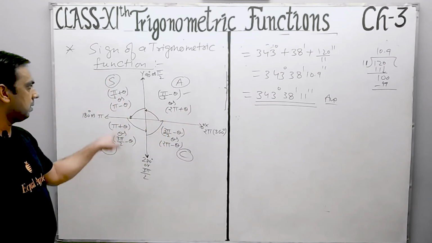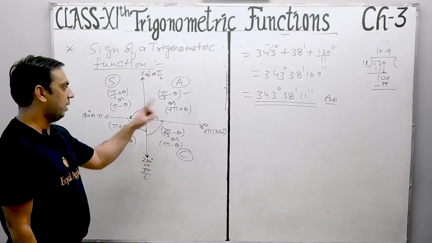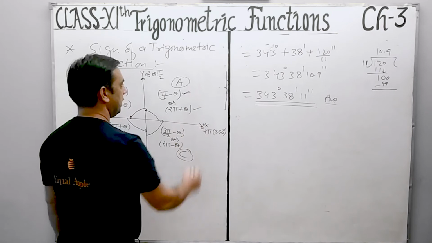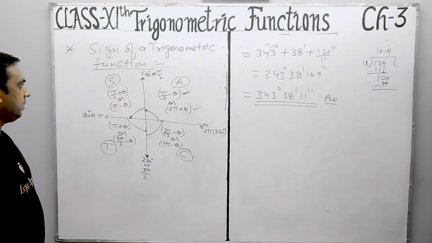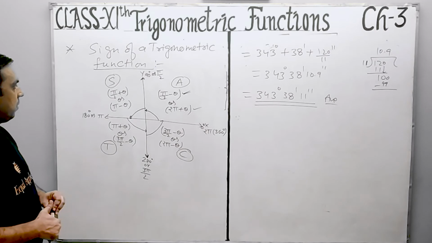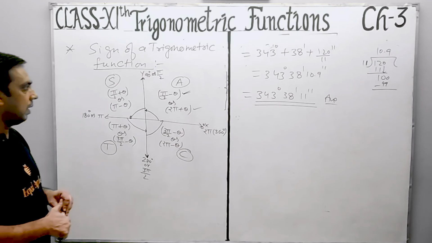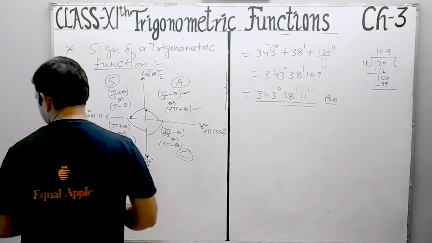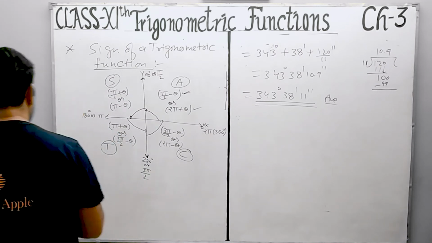So this rotation goes on, one rotation, two rotations. This is very important in our further topics. So this is our sign of trigonometric function chart. You should be aware of this. Now we will take some questions which will clear your doubts regarding this.